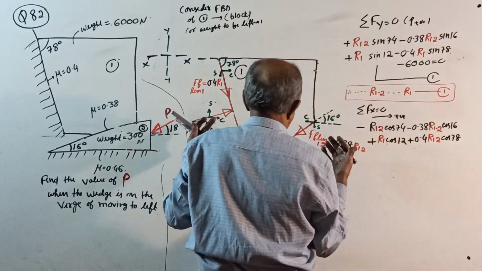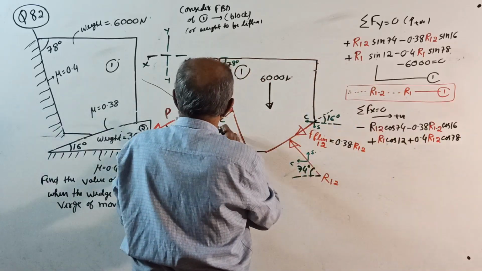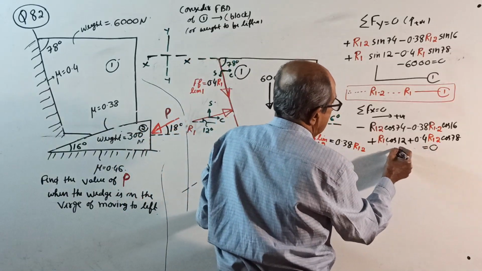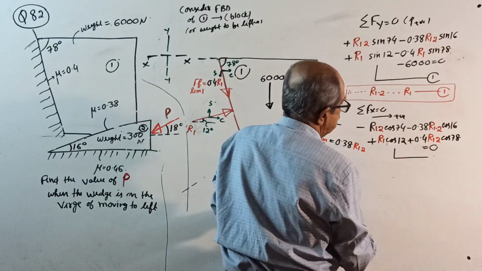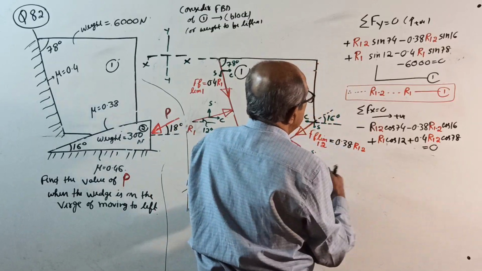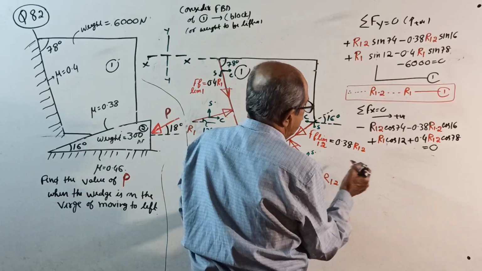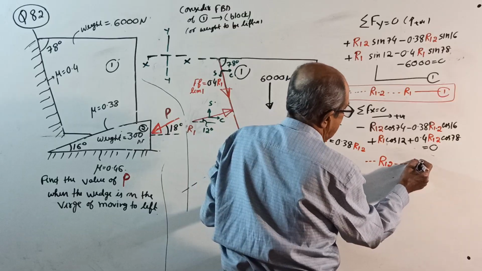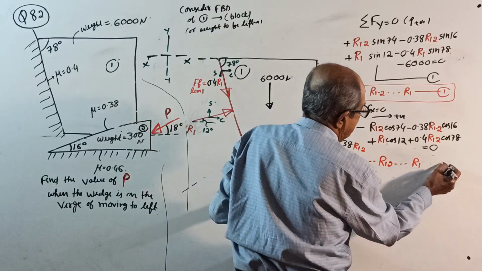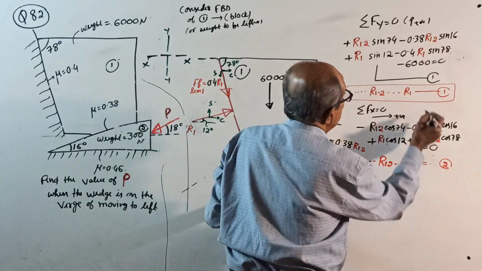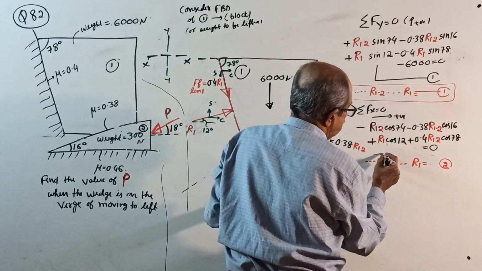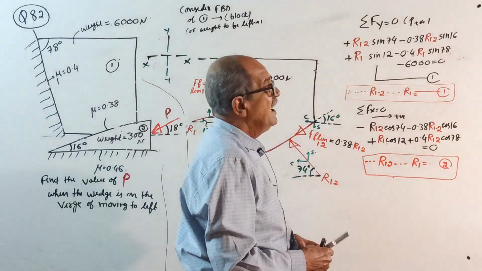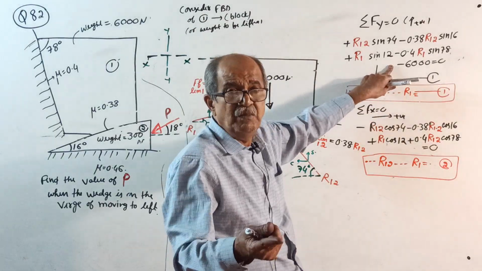Then this over, nothing else is there, equal to 0. This is equation number 2. Or simplify, you will get, in terms of R12 and R1, equation number 2, equal to. You should take all the constants to the right side, or if you have a capacity, you can directly use the calculator. That's what I am doing now.